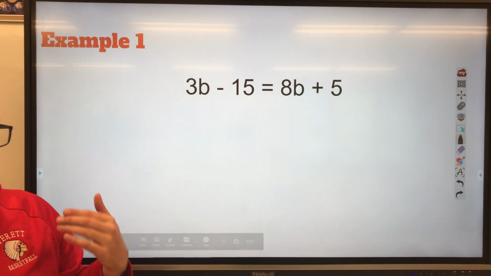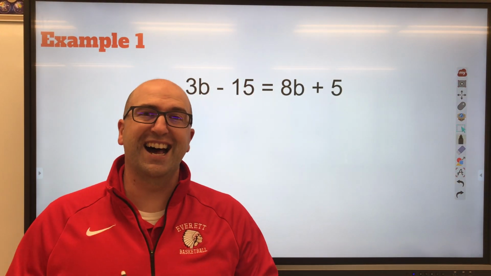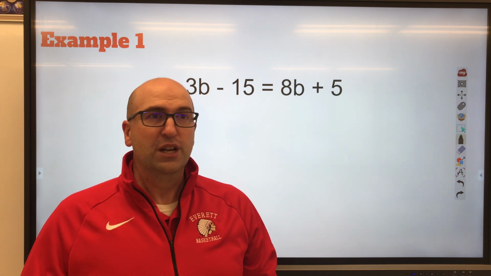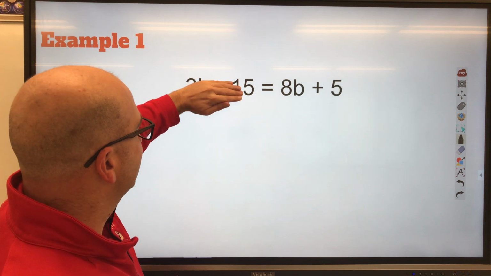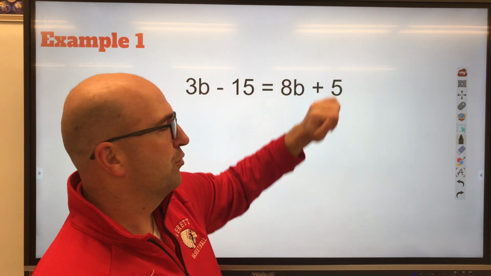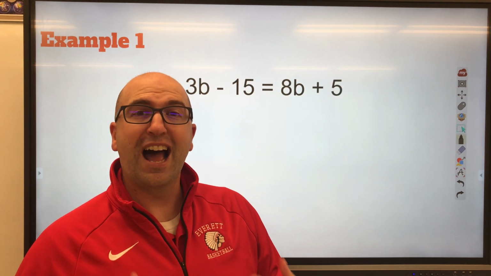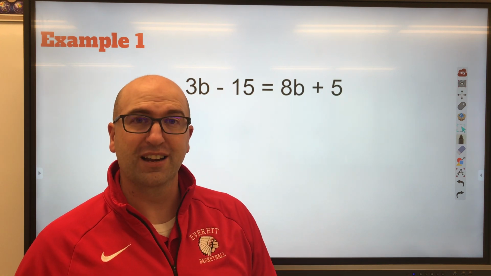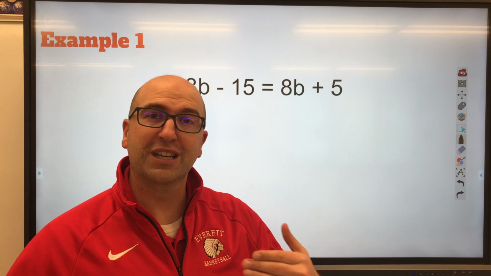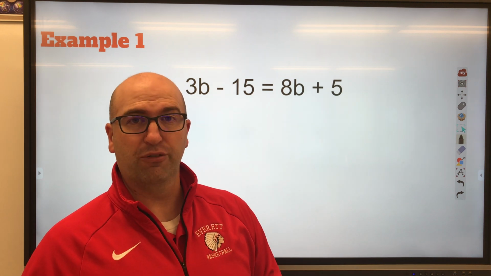So we said our goal first is to isolate the variable. So that means I need to get b on either the left side of the equal sign or the right side of the equal sign. It honestly does not matter which side of the equal sign it is on, as long as you get it there and it's all by itself.